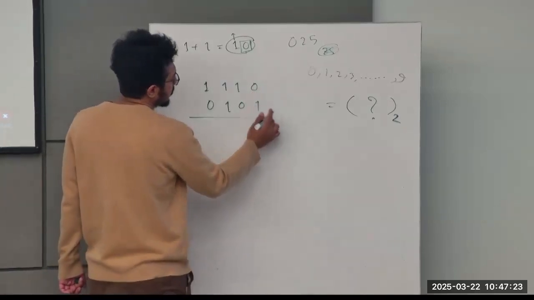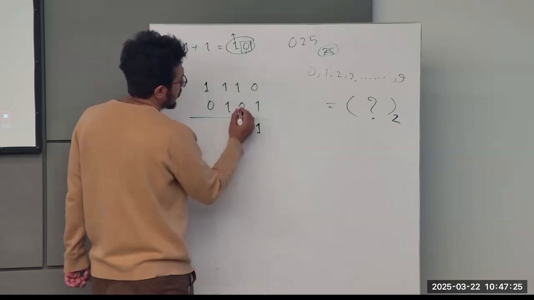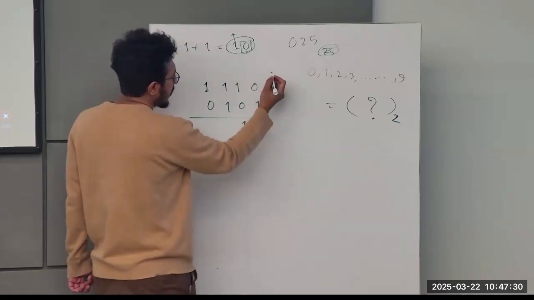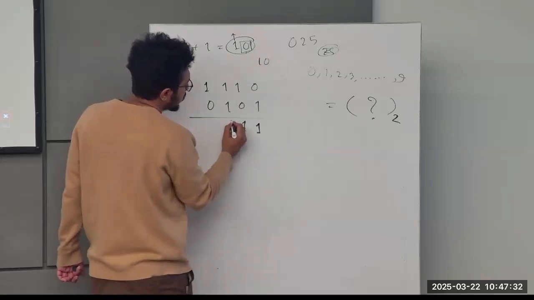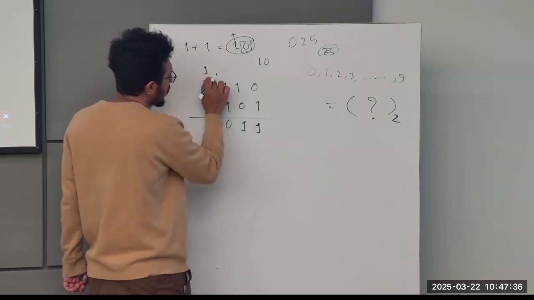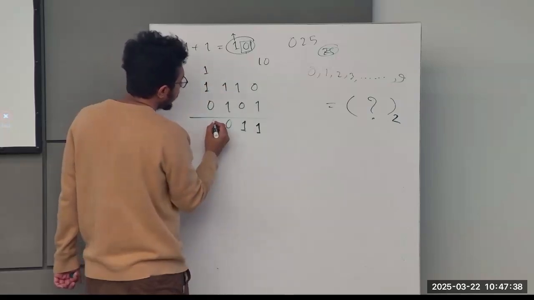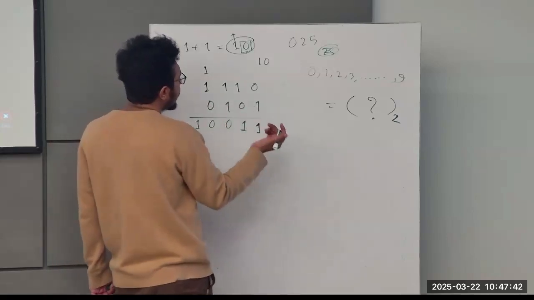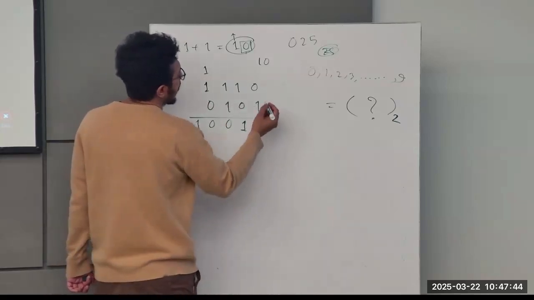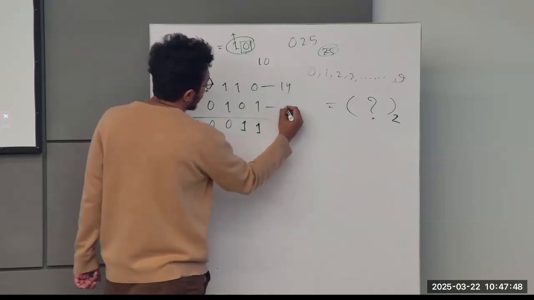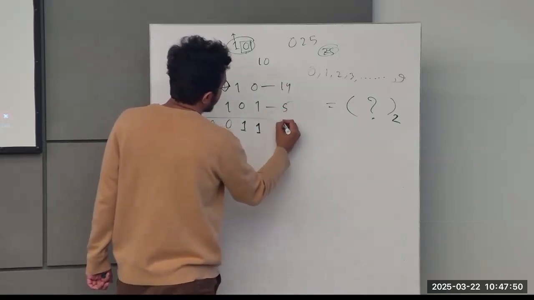I'm just roughly putting this. So 0 plus 1 is what? 1. 1 plus 0 is 1. 1 plus 1 is what? 2. 2 means what? 1 0. So put the 0 here and take the 1 here. And 1 1 0 is basically 2. 2 is basically 1 0. 0 is 1. So what have we done? We have basically added 14 with 5, and we got 19.